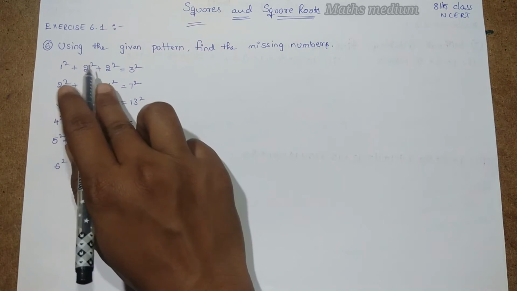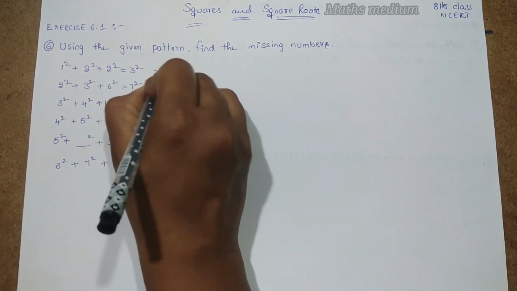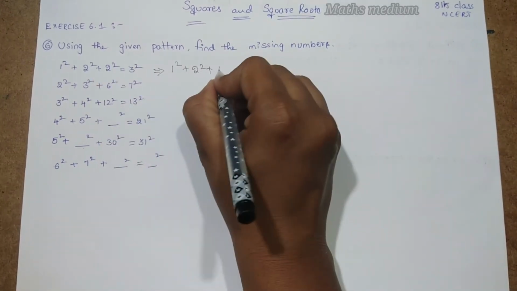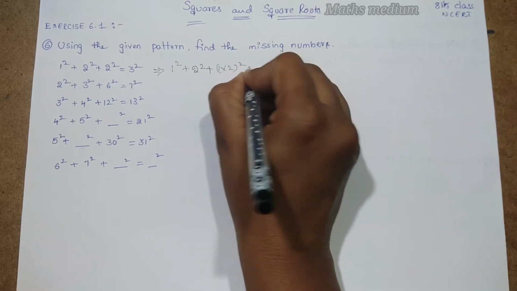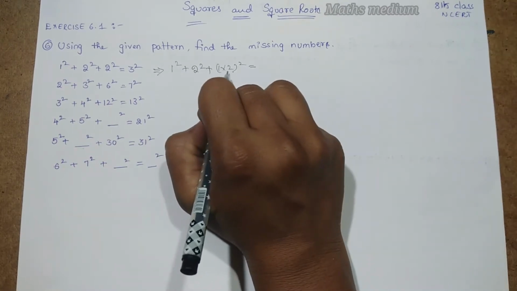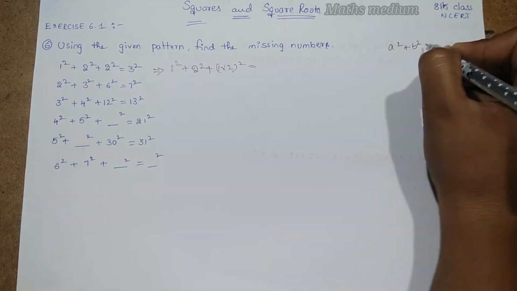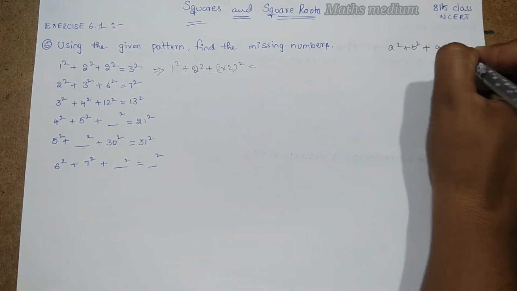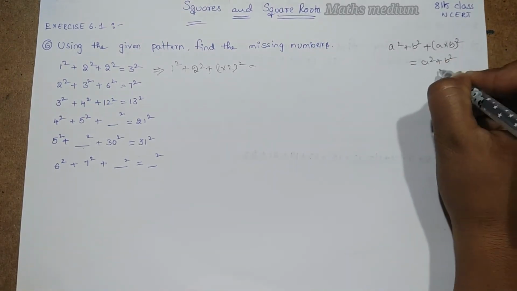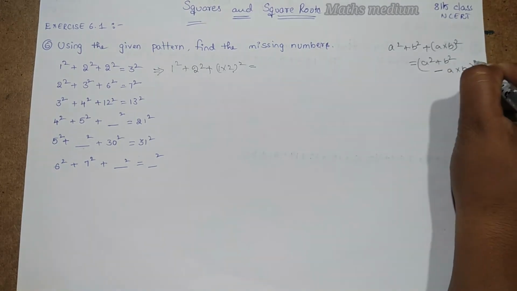See, this is 1 square, 2 square and 2 square again. It is like 1 square plus 2 square plus here 1 into 2 whole square. See, a square plus b square plus (a into b) whole square. This is the formula: a square plus b square plus (a into b) whole square is equal to (a square plus b square minus a into b) whole square.